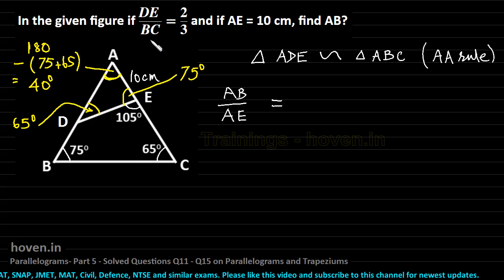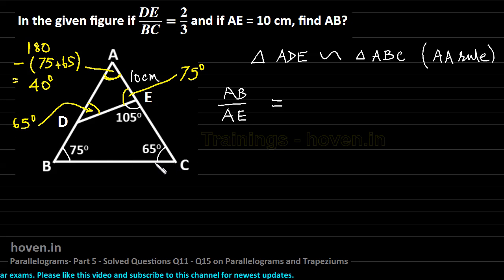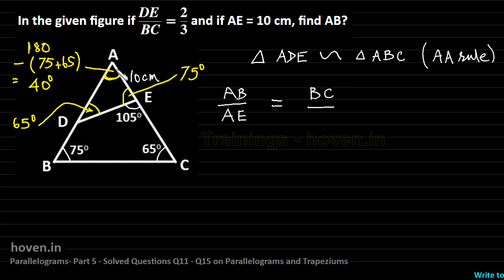Since one of the ratios has been given as BC, we will use this BC side. BC is opposite to 40 degrees. So we will write here BC, and the 40 degree angle of the smaller triangle has DE opposite it. So we can write this DE here.